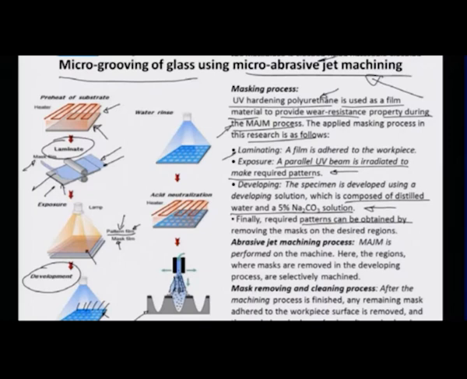So MAJM is performed using the patterns on the machine, and here the regions where the masks are removed in the developing process are selectively machined off. So you have these vias which are created in those regions where the mask has been removed by the photolithography done earlier.